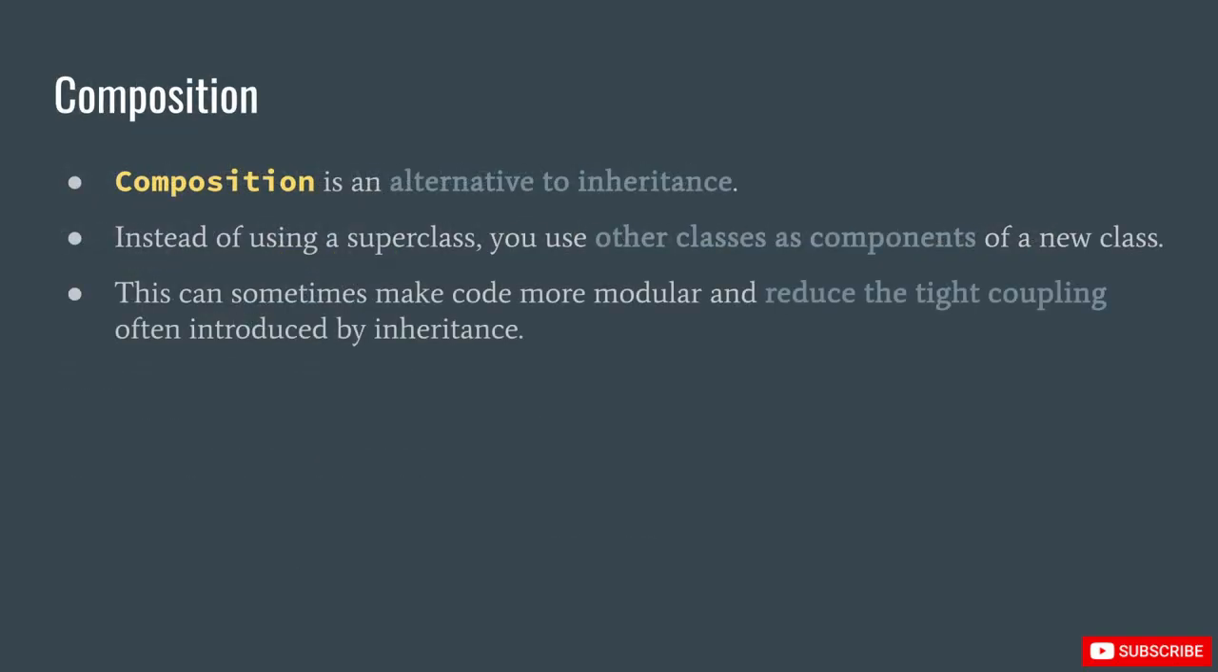We also have composition, which is an alternative to inheritance. With composition, instead of relying on a superclass, we use other classes as components within a new class. This approach allows us to build more modular code.